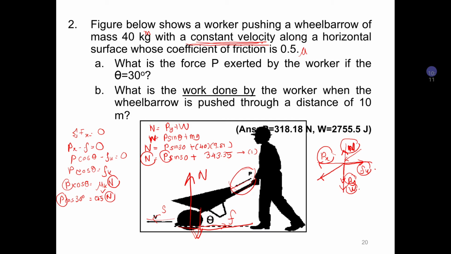Alright. So, please try buat kat rumah simultaneous equation. Okay. So, the value of P yang sepatutnya awak dapat adalah 71.08 Newton. N akan dapat 307.81 Newton. Dan the value of work adalah 554 Joule. Alright.